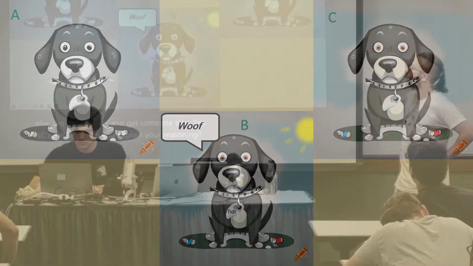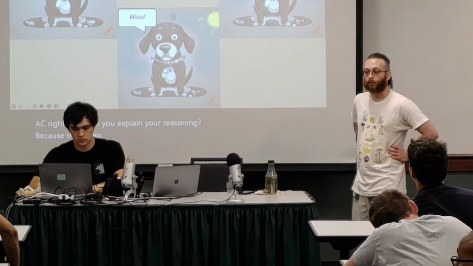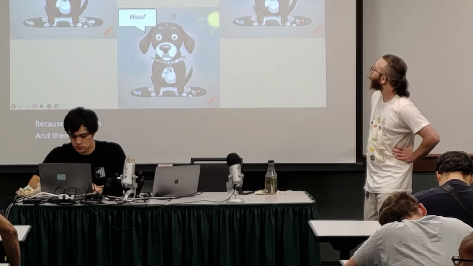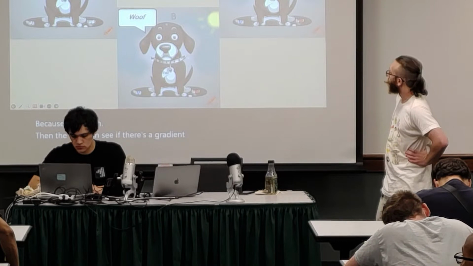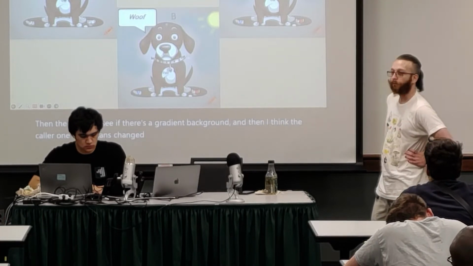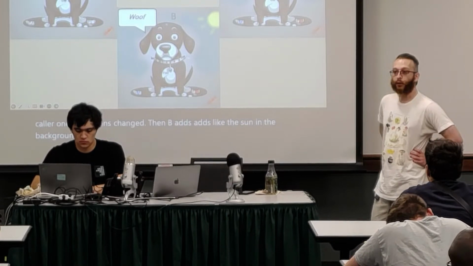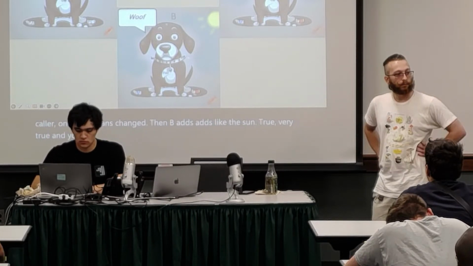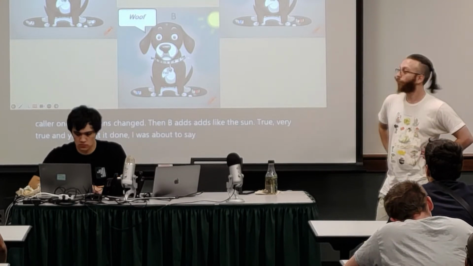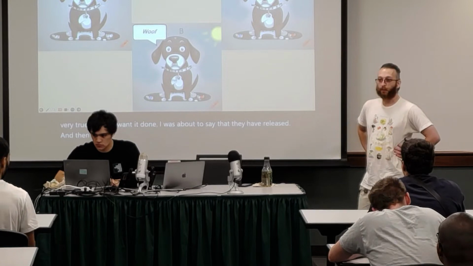Because A is the initial. Then C, you can see that there's a gradient background, and then the color of one of the cans changed. And then B adds the sun in the background. True. Very true. You wanted to? I was about to say that A has the least color, C has more, and then B has the most color. Very true.